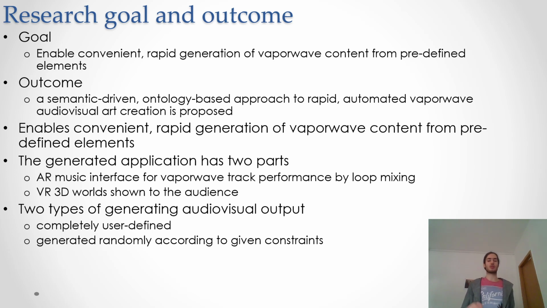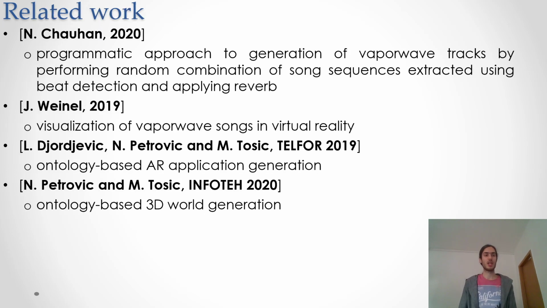And moreover, we also have a random approach that randomly combines different loops and 3D objects. When it comes to related work, one of the most significant works in this area is a programmatic approach to generation of vaporwave tracks by random combination of loops that were extracted using beat detection, applying reverb afterwards. The author used the Python programming language for this.